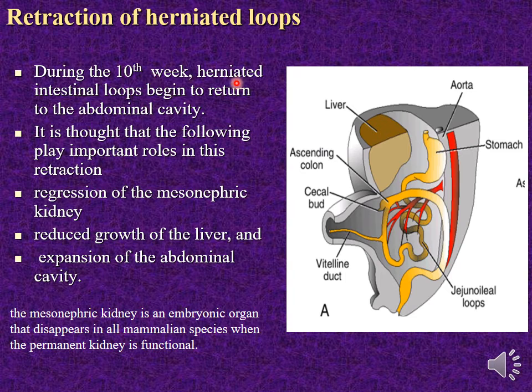During the 10th week, the herniated intestinal loops begin to return to the abdominal cavity. It is thought that the following play important roles in this retraction. First, regression of the mesonephric kidney. The mesonephric kidney is an embryonic organ that disappears in all mammalian species when the permanent kidney is functional, so it's a temporary structure. Then, reduced growth of the liver and expansion of the abdominal cavity. So these three reasons help in the retraction procedure.